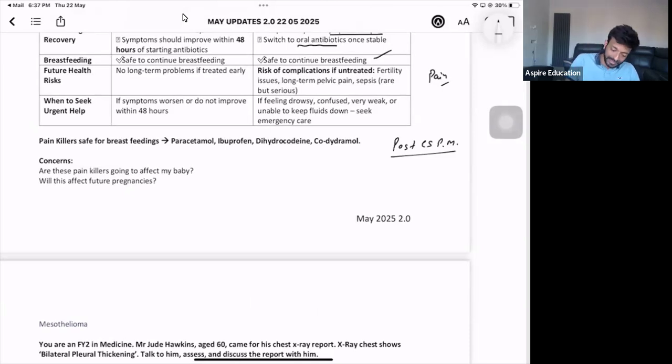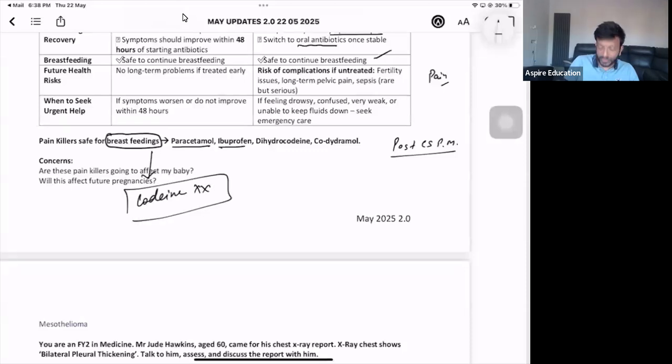Remember one thing. Can I give paracetamol? Yes. Can I give ibuprofen? Yes. The thing is, just remember, just ask one question, if she's doing breastfeeding or not. Because if she's doing breastfeeding, there is a drug which is contraindicated. Remember, codeine is never given if she's doing breastfeeding. So the alternate to codeine would be dihydrocodeine actually.